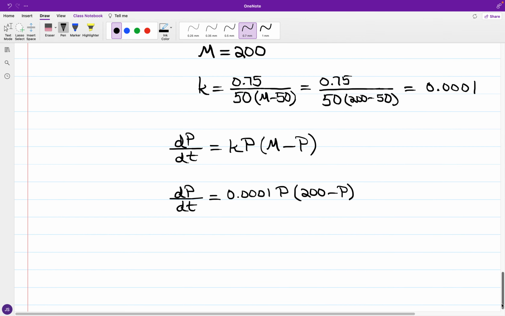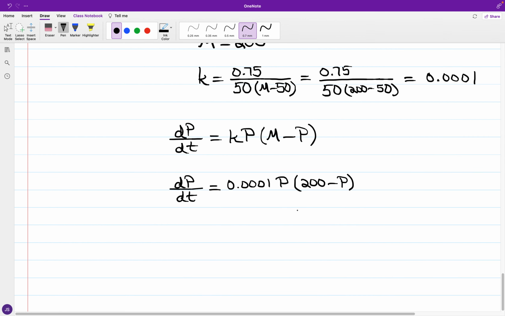And if we look at separating the variables, so I'm going to take the p times the quantity 200 minus p, divide that, and simultaneously multiply by dt. So I have dp all over p times the quantity of 200 minus p is equal to 0.0001 dt, and integrating over both sides.